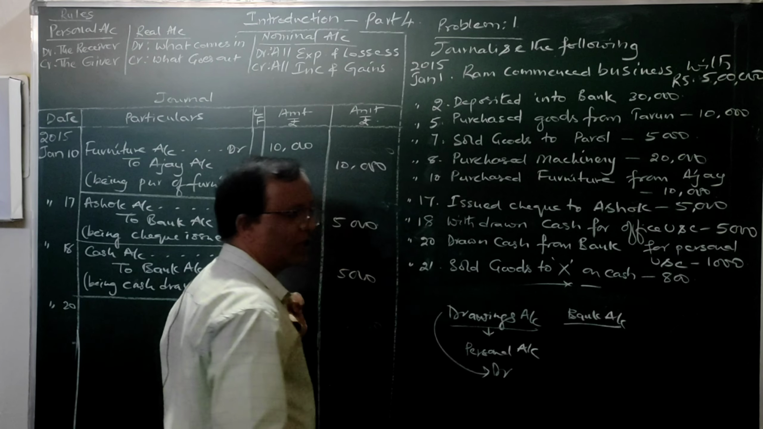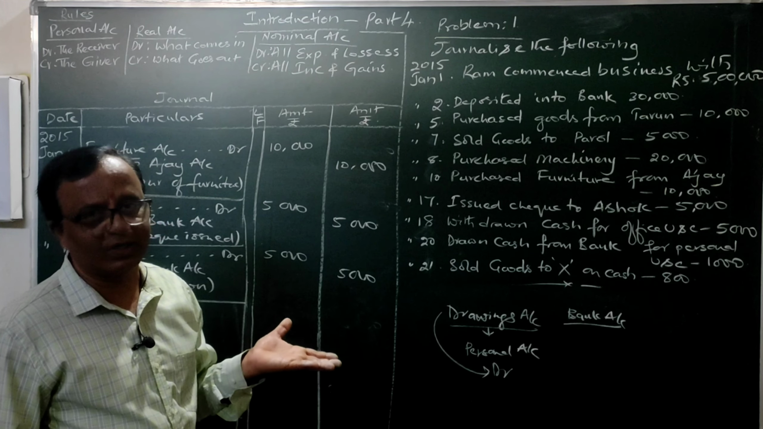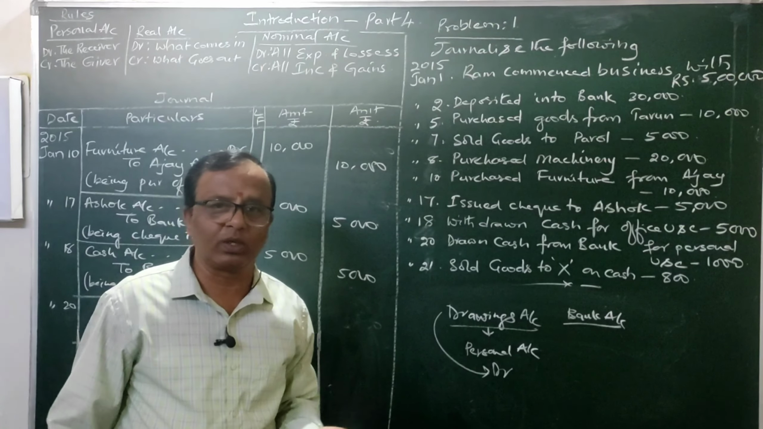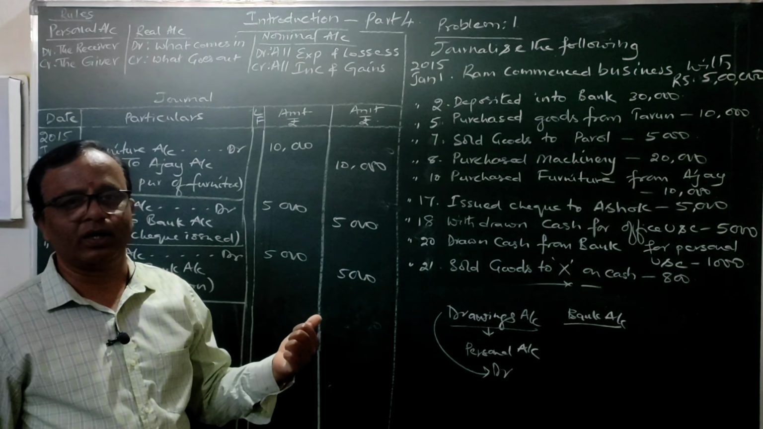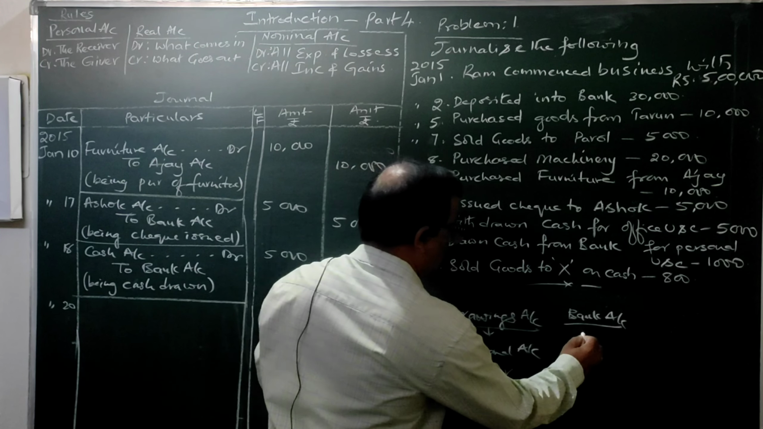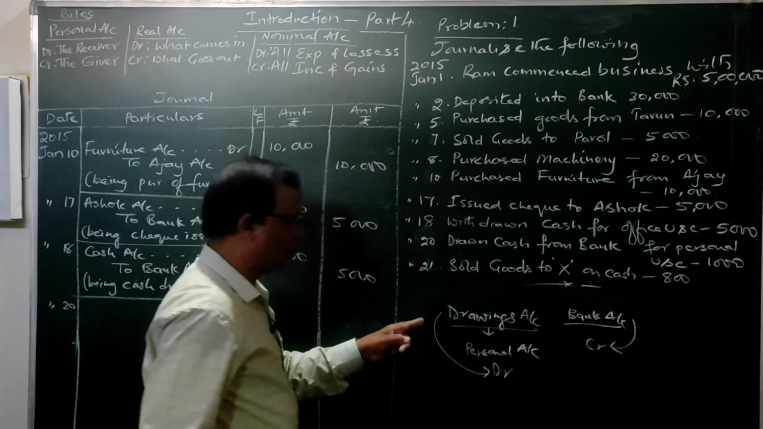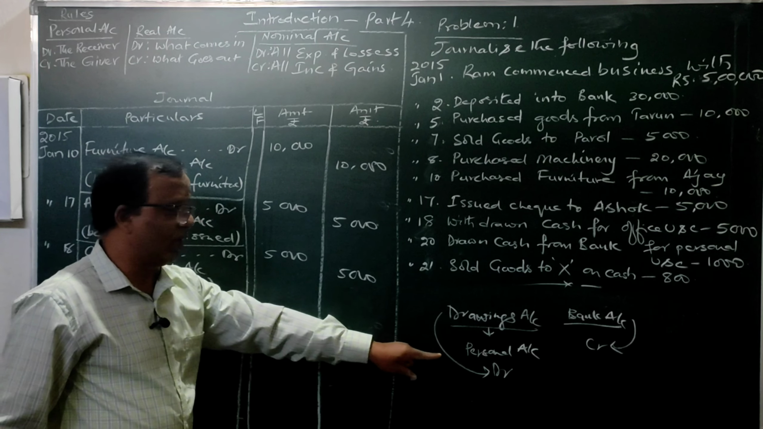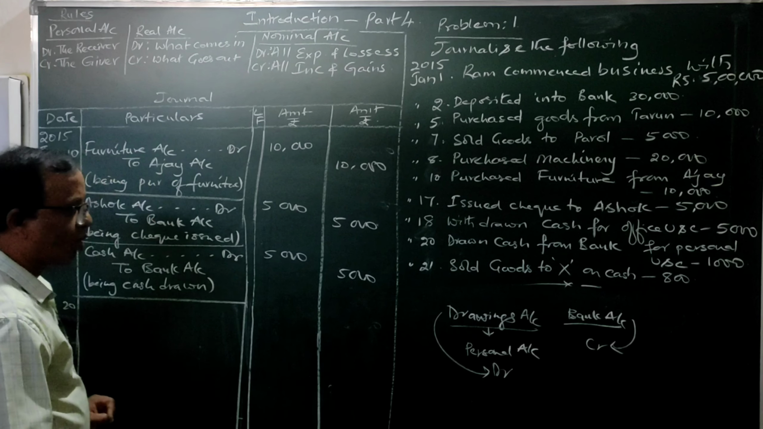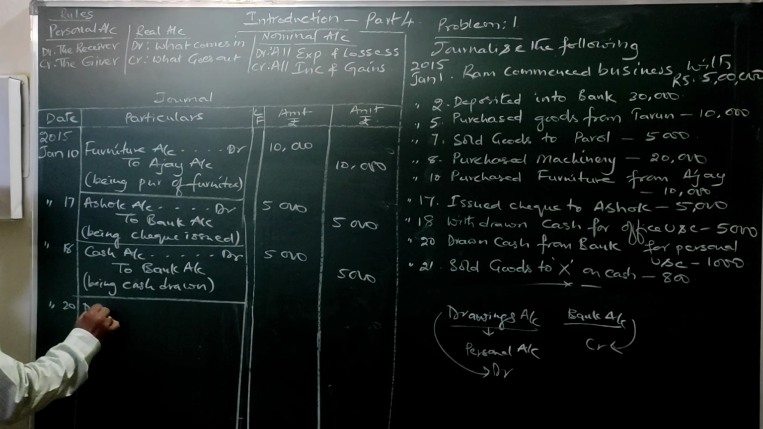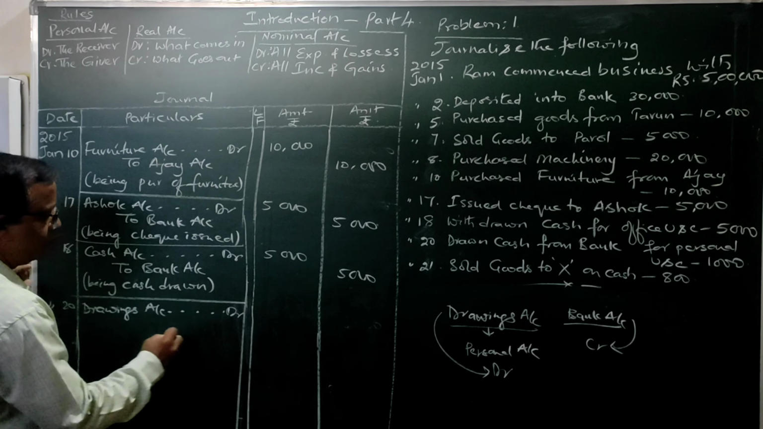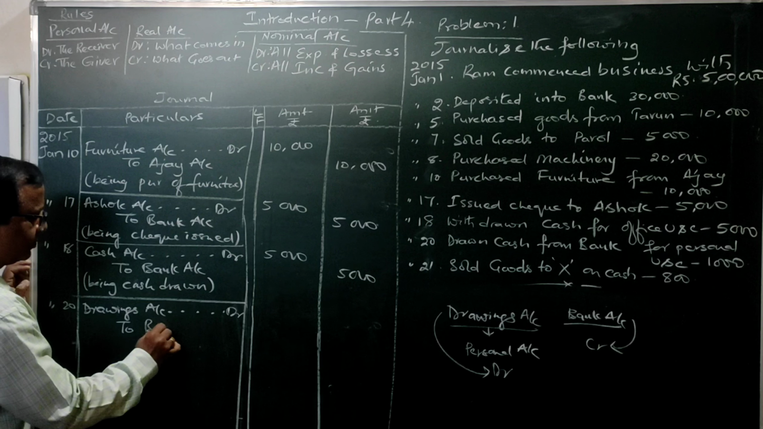Whereas bank account, once again, is a personal account, because every bank will have one particular name. It is an institution. So debit the receiver, credit the giver. That is the rule. The banker is giving, so bank account you are going to credit. How are you going to write it? Whatever account you are debiting, you write first in your entry. So your entry will be drawings account debit to bank account.